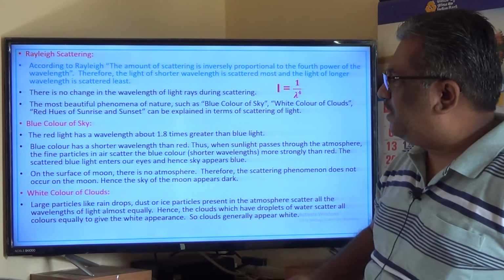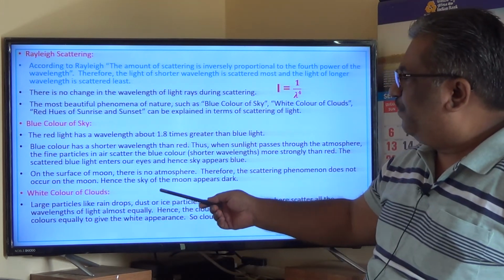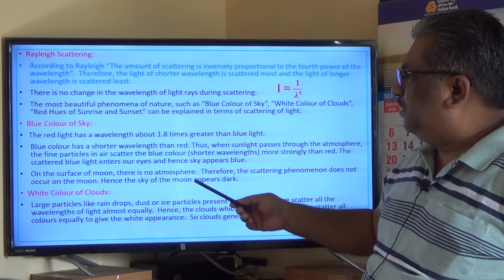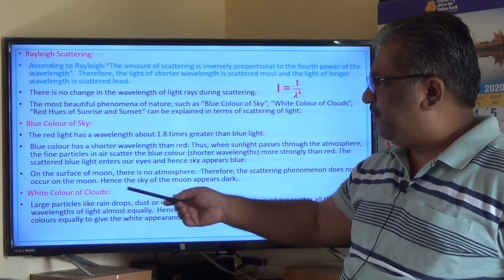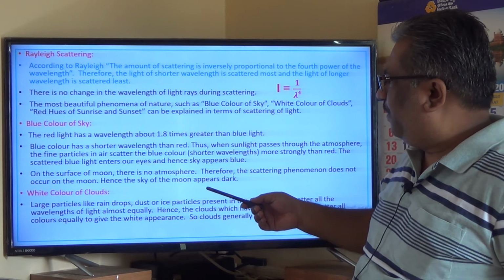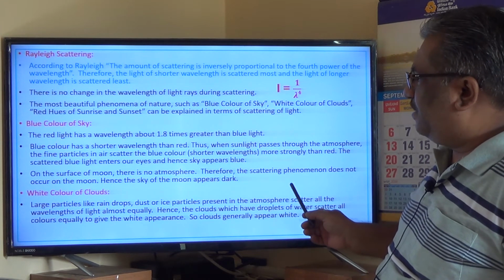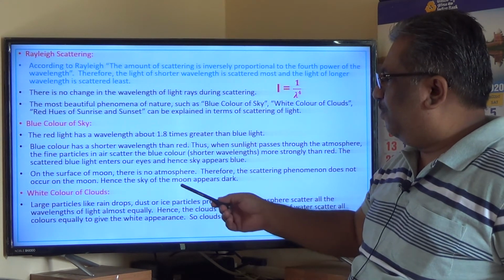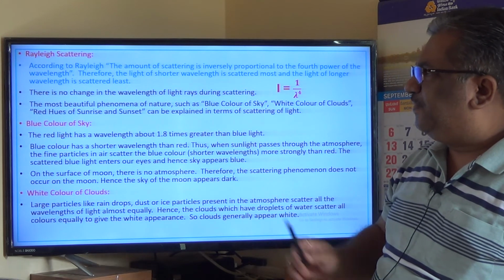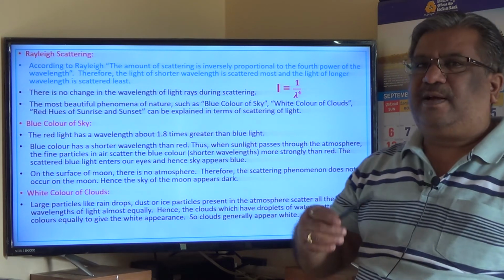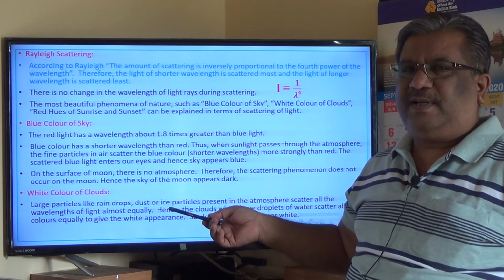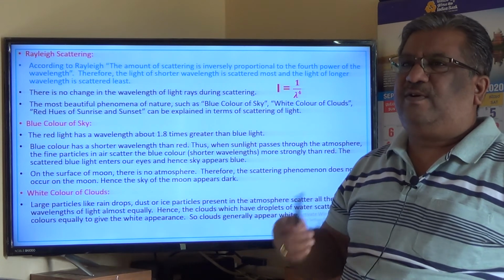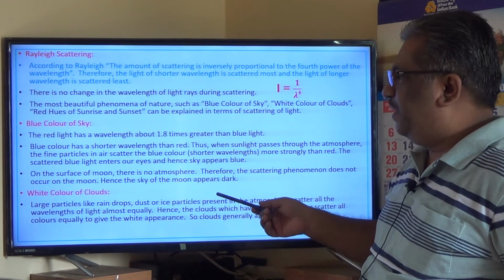That's what it is. Next, important, why the sky of the moon appears dark is the question. On the surface of the moon there is no atmosphere and therefore there is no scattering effect, and hence the sky of the moon appears to be dark. If there is an atmosphere, then you can find the scattering. If there is a thin atmosphere or if there is no atmosphere, scattering is not observed and the sky appears to be dark.